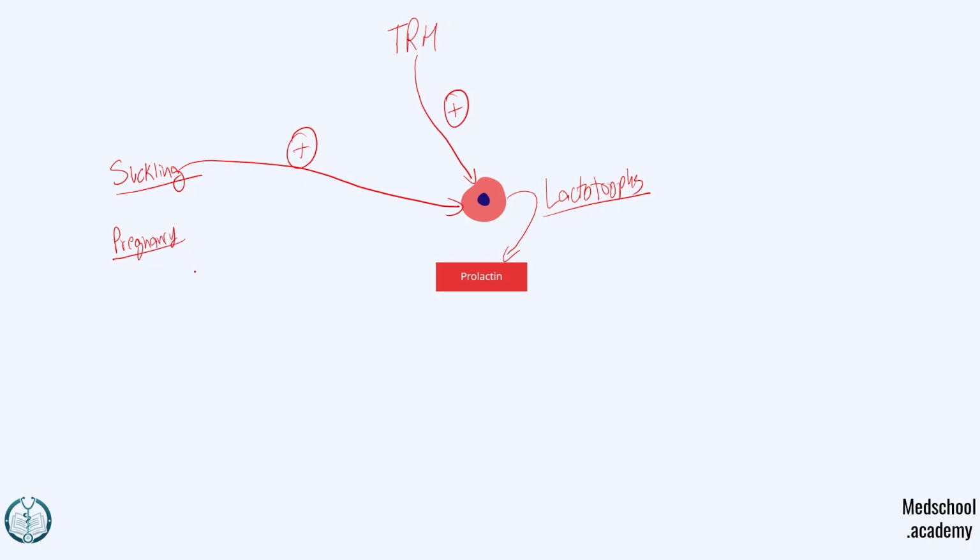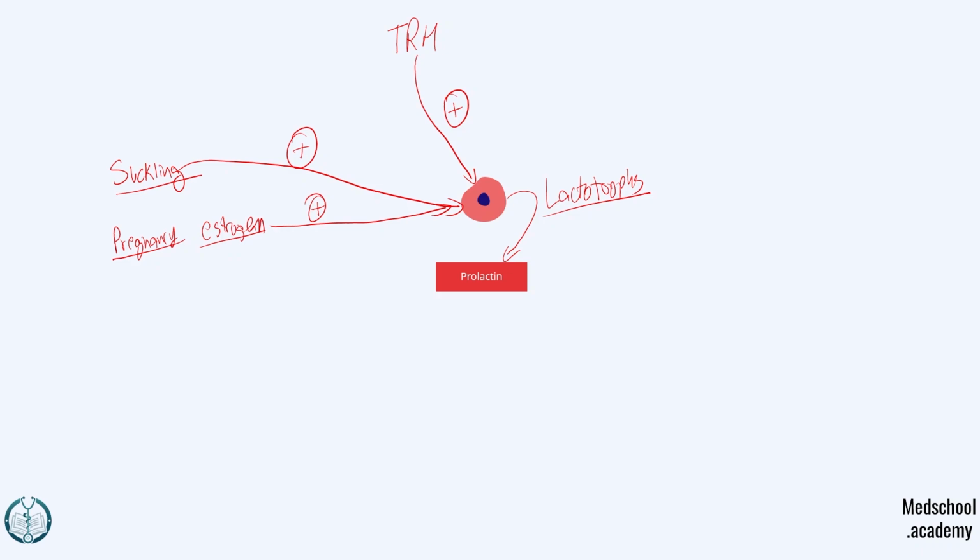So during pregnancy, why does prolactin be synthesized? That is estrogen. So we know estrogen will stimulate the lactotrophs to make prolactin.